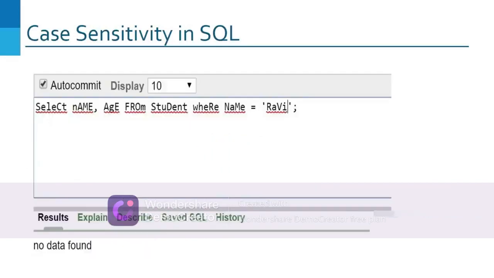Let's see one more example, which is select name, age from student where name equals Ravi. Now this is wrong. If you can see, this is wrong data. So no data found, right?